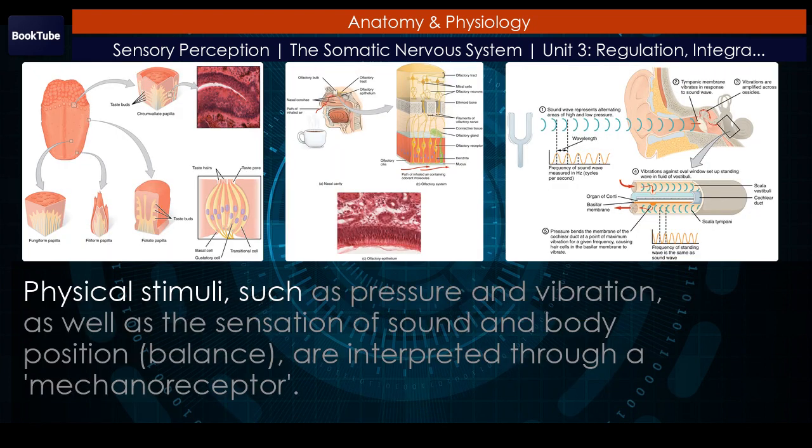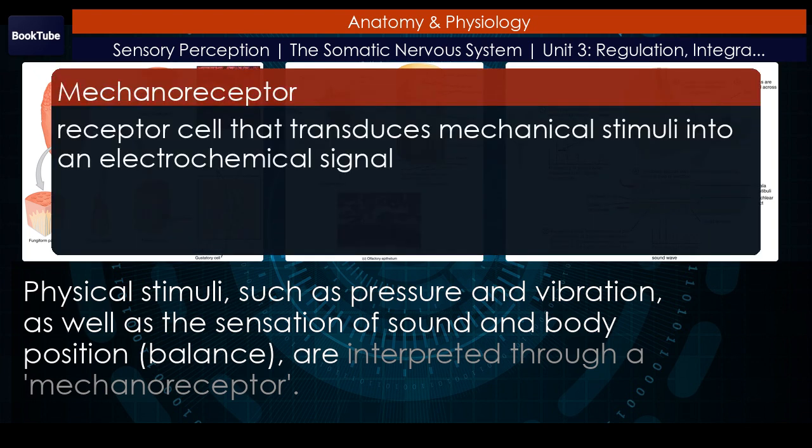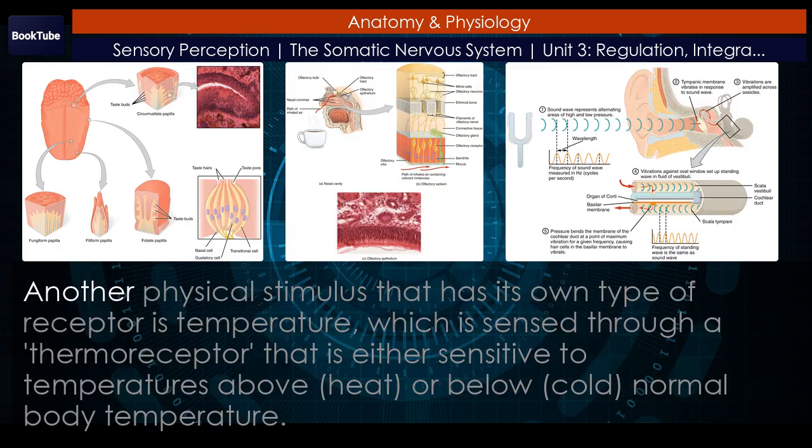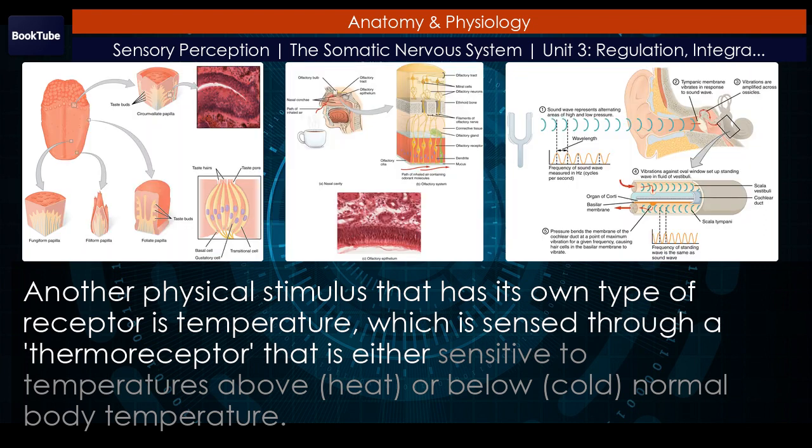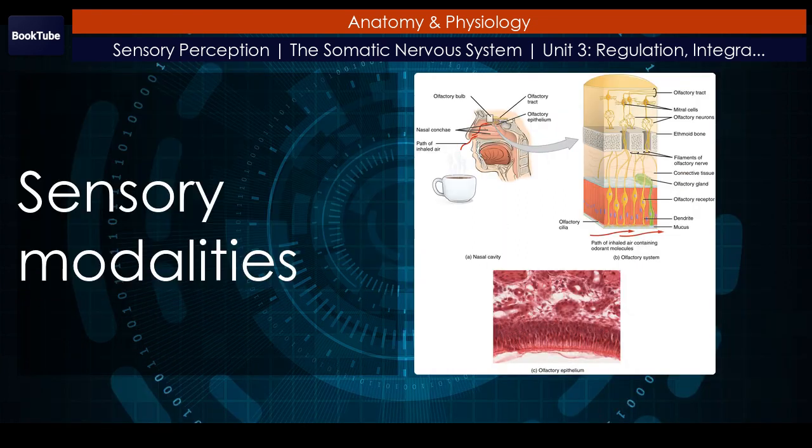Physical stimuli, such as pressure and vibration, as well as the sensation of sound and body position, balance, are interpreted through a mechanoreceptor. Another physical stimulus that has its own type of receptor is temperature, which is sensed through a thermoreceptor that is either sensitive to temperatures above normal body temperature (heat) or below (cold).